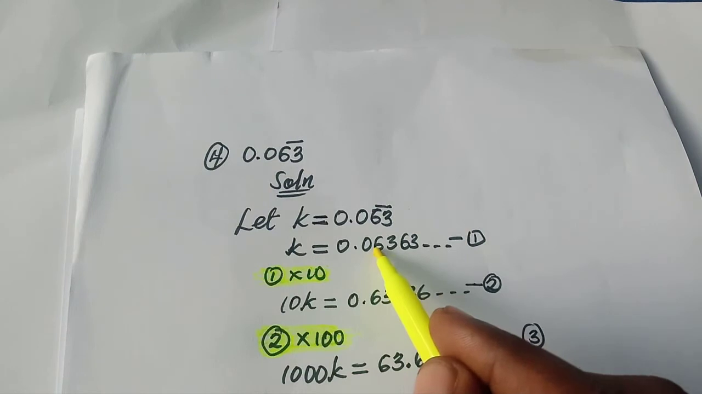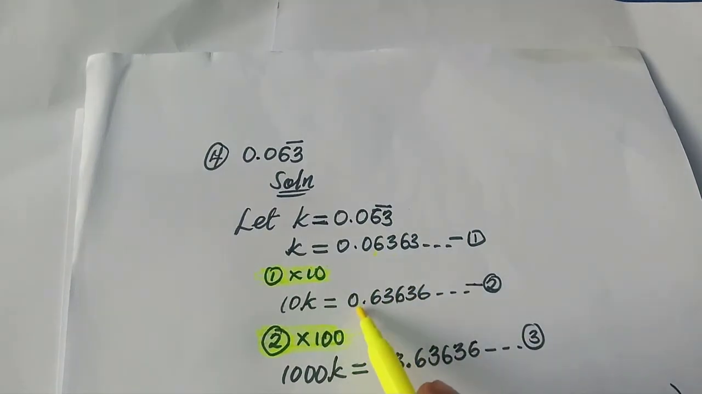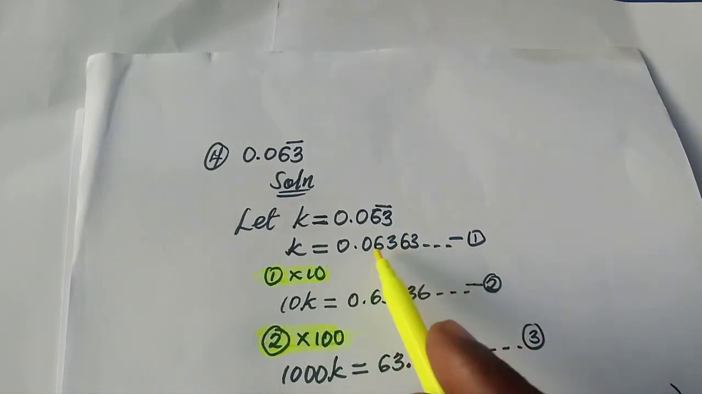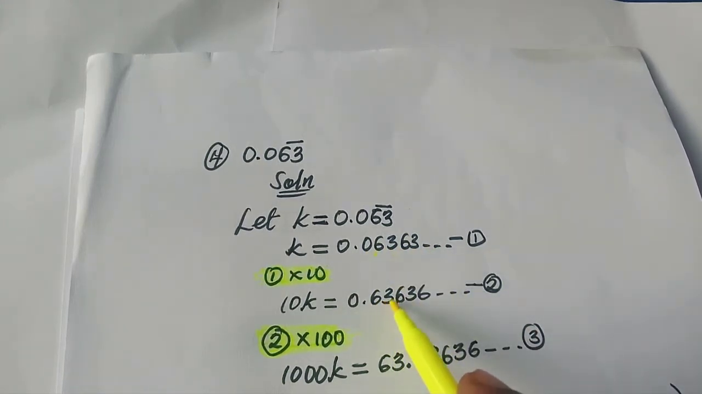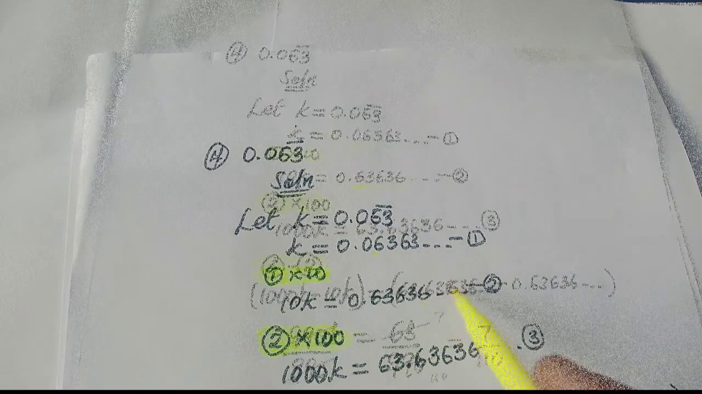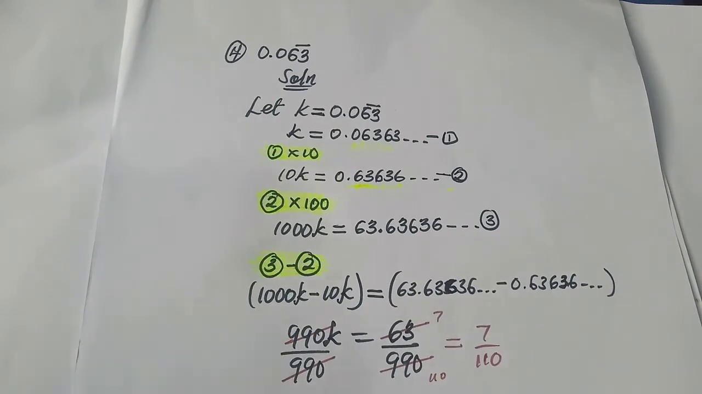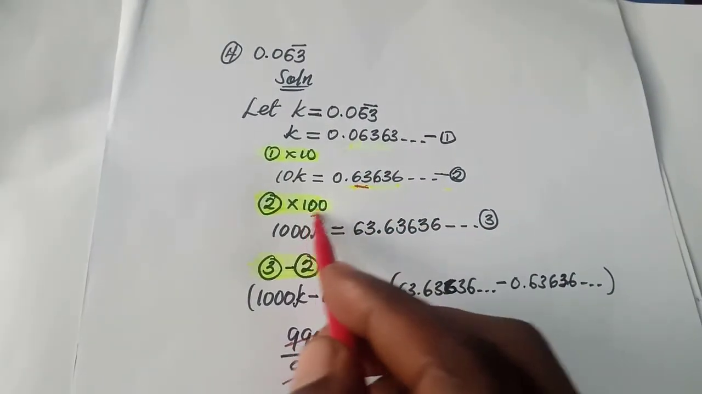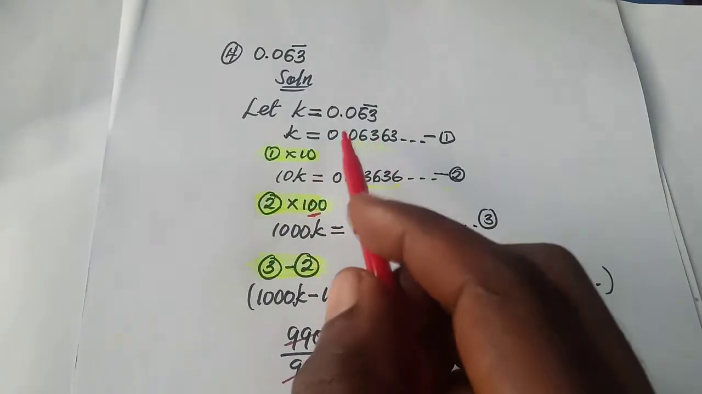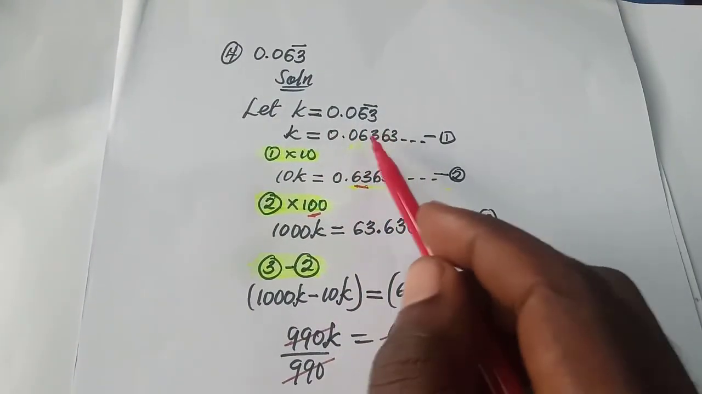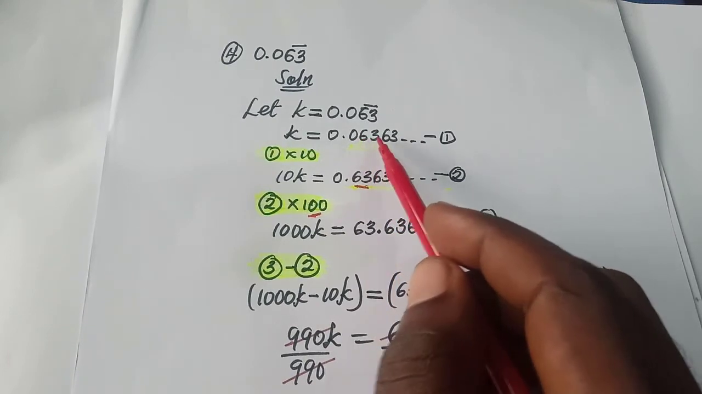The point will move one step ahead, and you have 0.63636. You add 6 so that you have the same number of digits. You have 1 2 3 4 5, so you add 6 so that it becomes the same number of digits. You realize that the repeating pattern is 2 digits, so now you multiply by what? 100. So first you have to multiply by 10 so that the point will move one step ahead, and then the repeating pattern becomes in 2 digits.